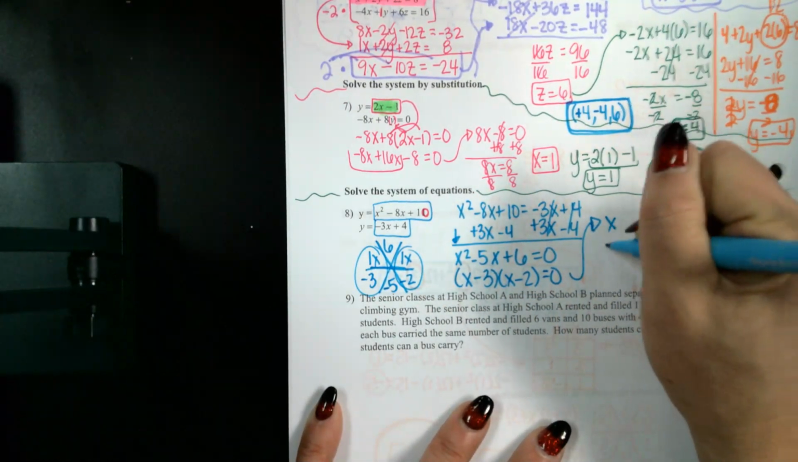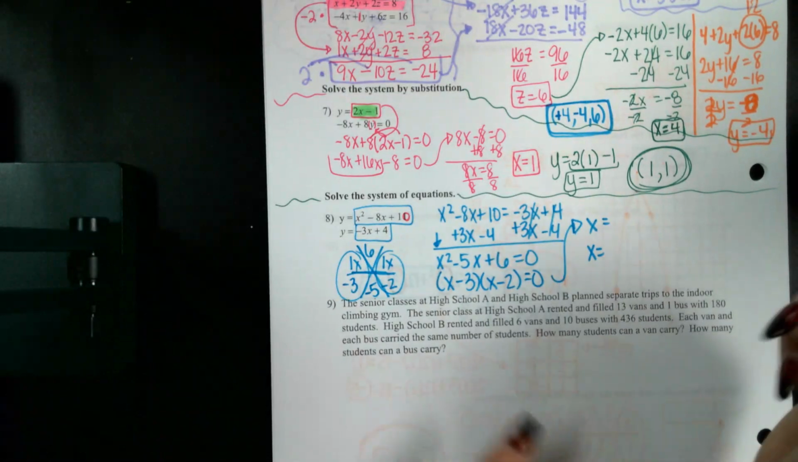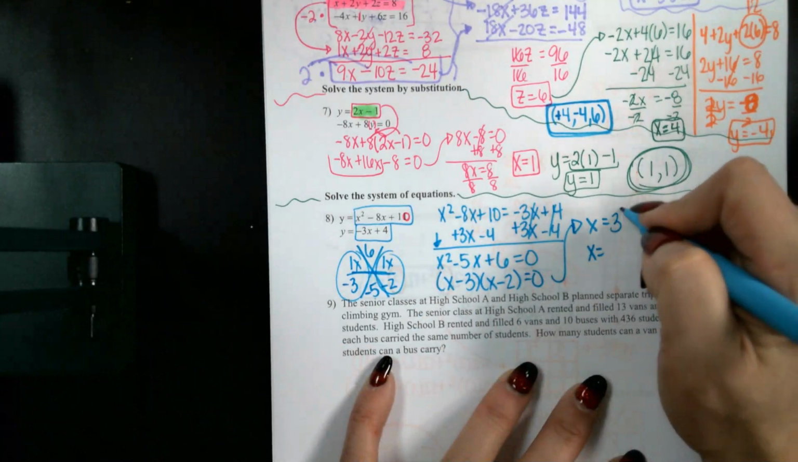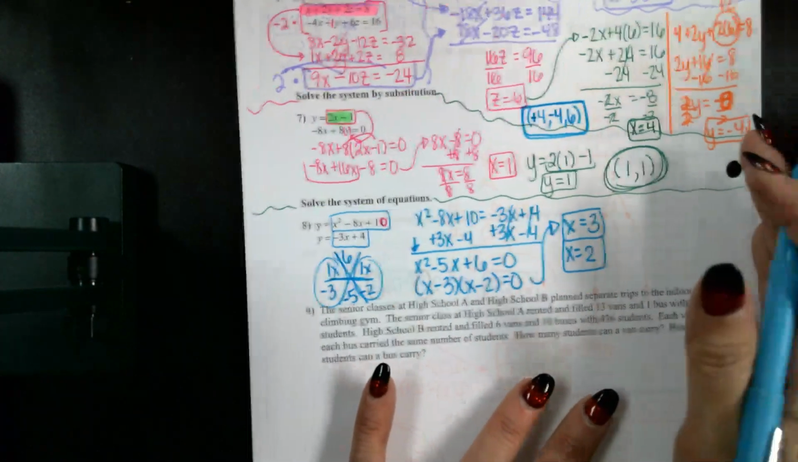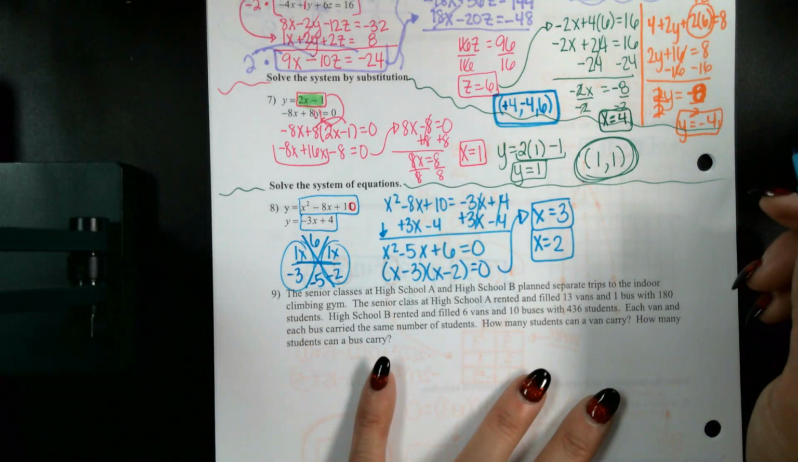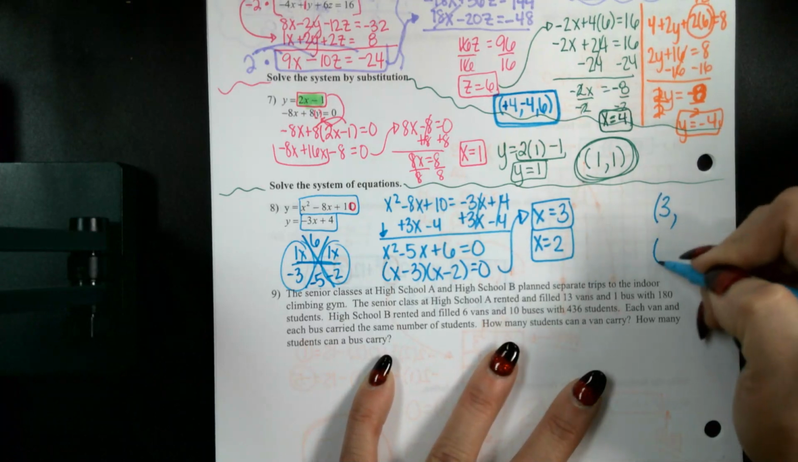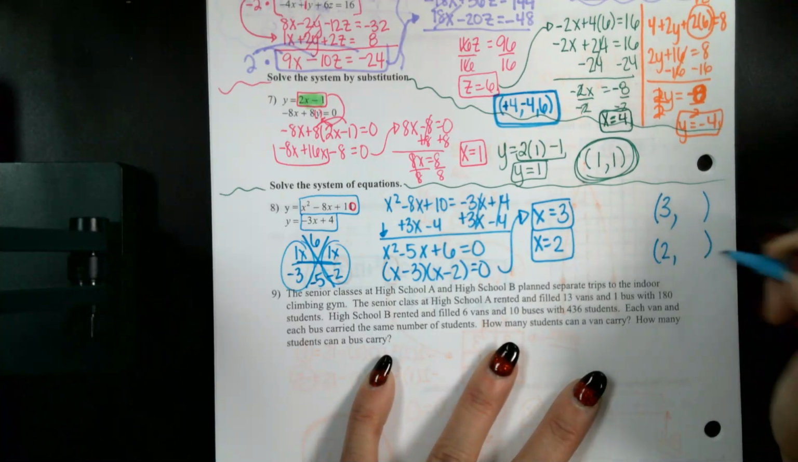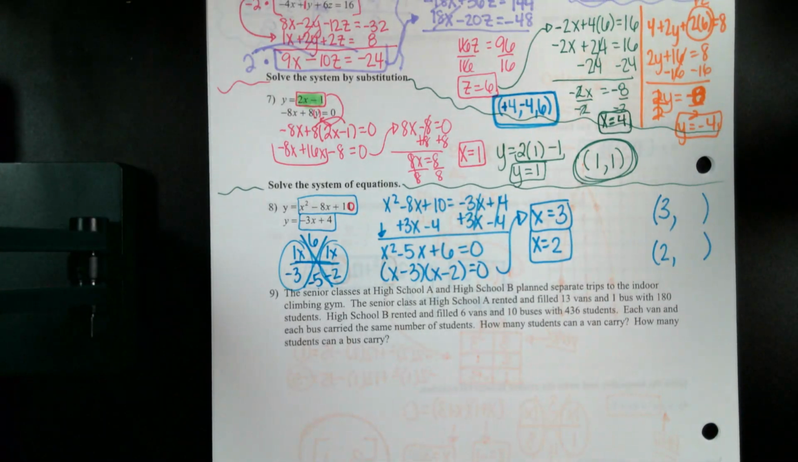So that's going to give us two different x values. What are my two x values going to be? +3 and +2. Okay, so I know one ordered pair starts with 3 and the other ordered pair starts with 2. What I don't know is the missing y value for each.